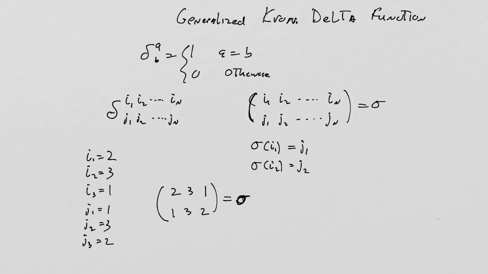So the point is that the generalized Kronecker delta function is going to equal the Levi-Civita function of this permutation, right? So if this permutation is even, then this guy here will get a +1. If this permutation is odd, this guy here will get a -1. If this is not a permutation, this guy here will be 0.